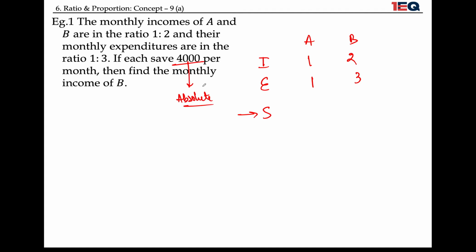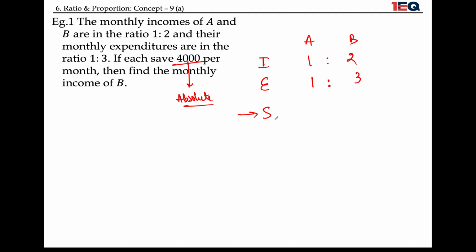It means that it is not related to anything. If somebody comes and asks me what is the income of A, I can't say anything more than 1 is to 2 when it is compared to B. If somebody asks me what is the expenditure of B, I can't say anything other than 1 is to 3 when it is related to A.